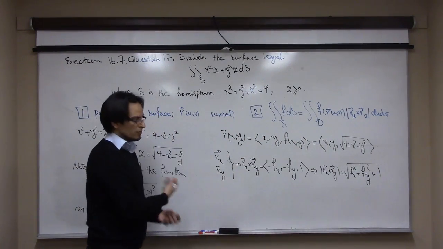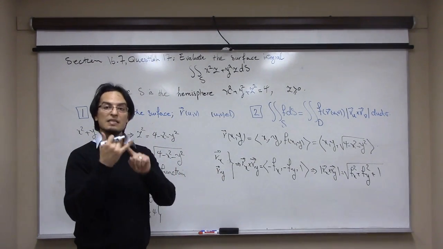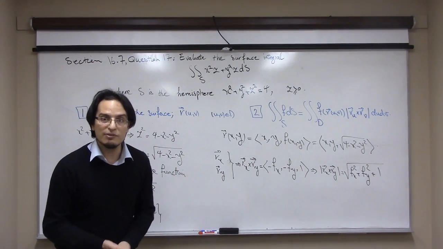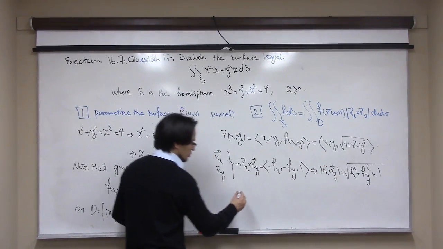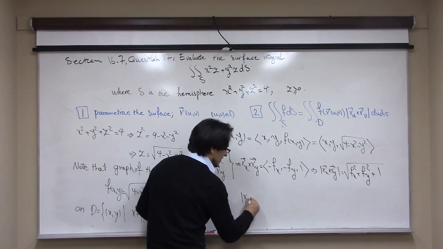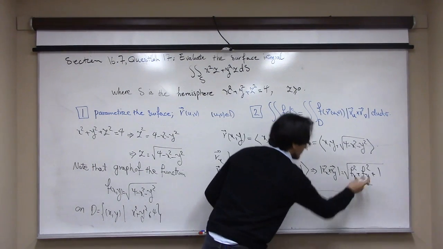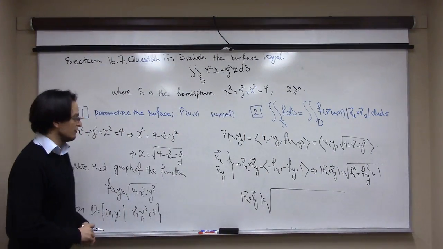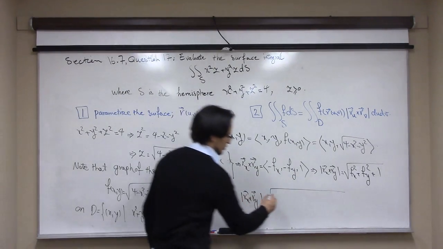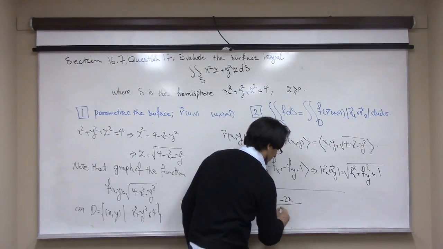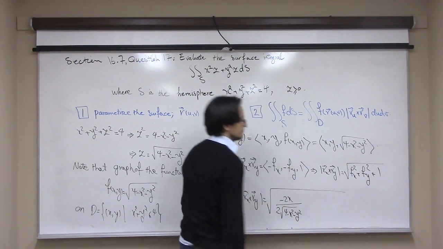Okay, in this specific case, when the surface is the graph of a function, everything is ready to use. For r_x cross r_y, you just need to use this formula. Find the partial derivative of f, which is here, with respect to x. It is going to be minus 2x over 2 root of 4 minus x squared minus y squared.